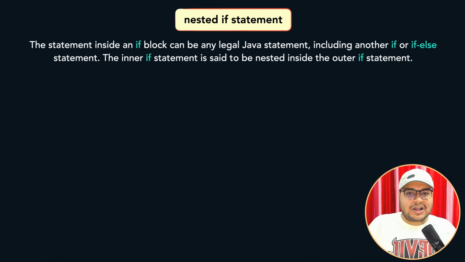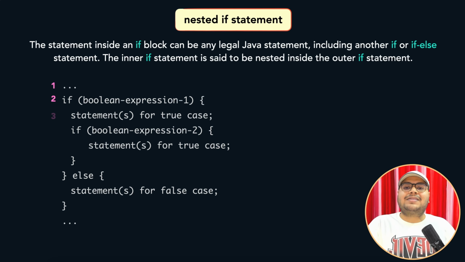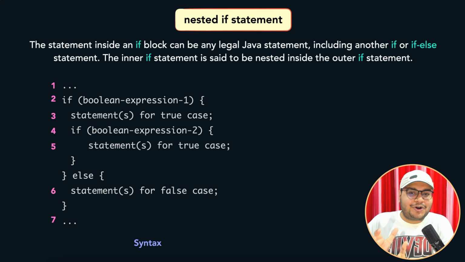Nested if statements in Java are simply if statements within other if statements. They allow for more complex decision making by providing the ability to test multiple conditions in a hierarchical manner. Each inner if statement is executed only if its outer if statement condition evaluates to true. Here's the basic syntax of a nested if statement, where at line 4 you can see that there's an inner if statement tucked inside the outer if block on line 2.